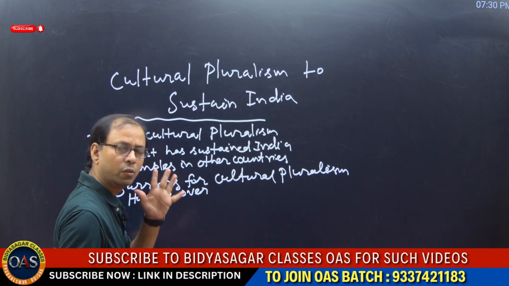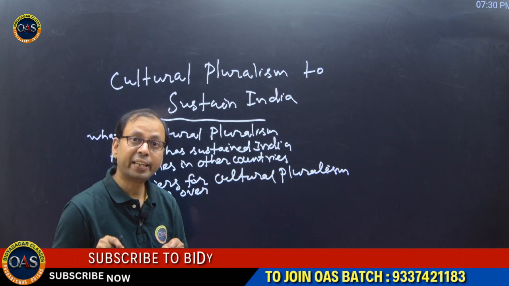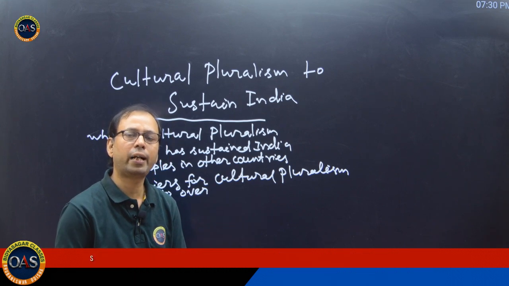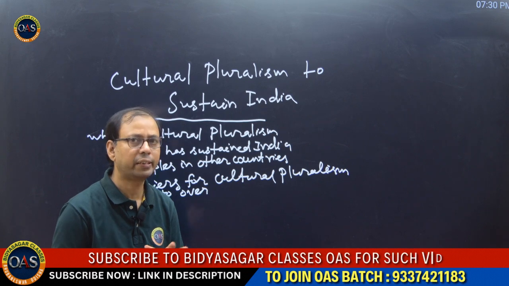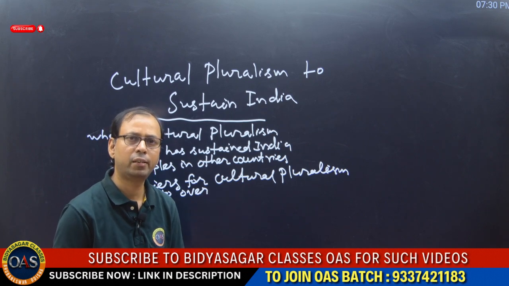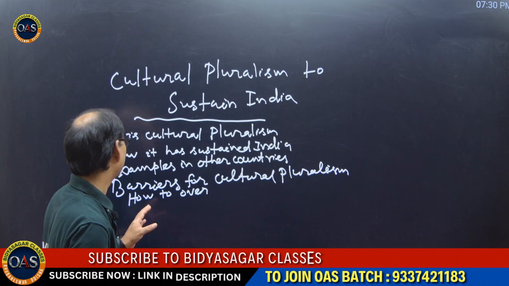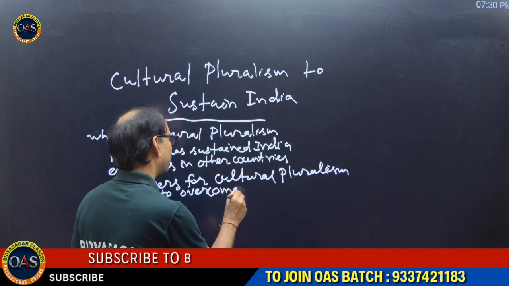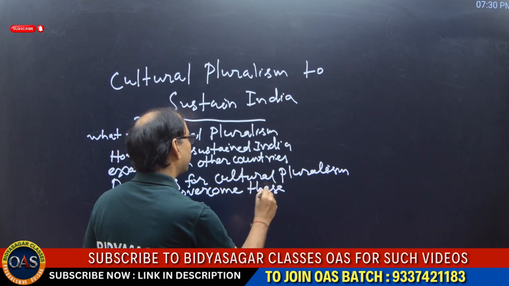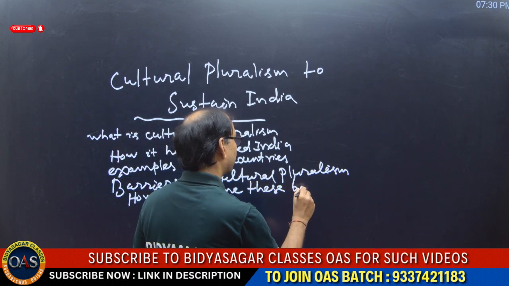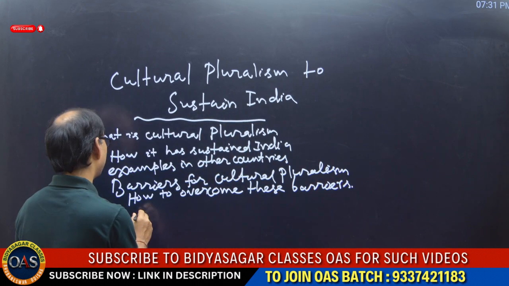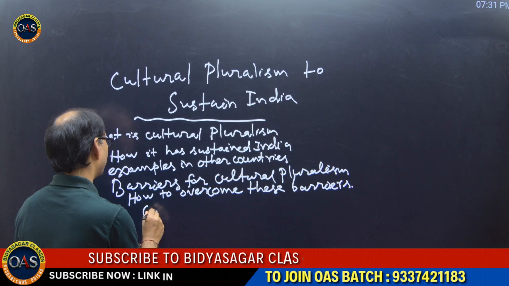These points, when you are writing an essay, making those sub points is very crucial, and organizing those ideas and points in a coherent way, as I have already mentioned in how to write an essay, is very crucial. Barriers for cultural pluralism, how to overcome these barriers. Conclusion.